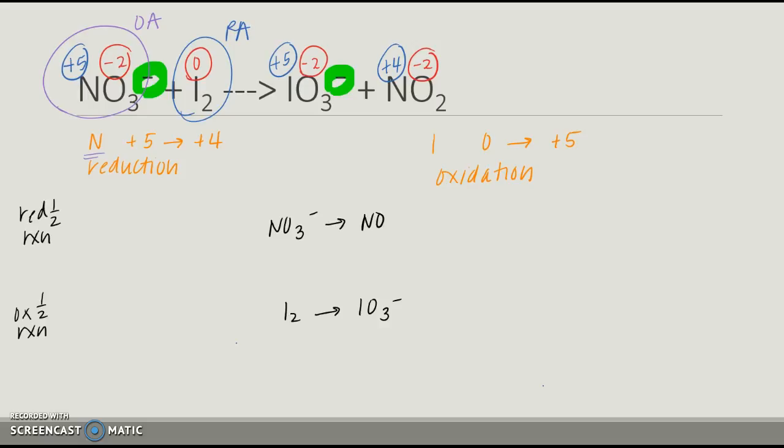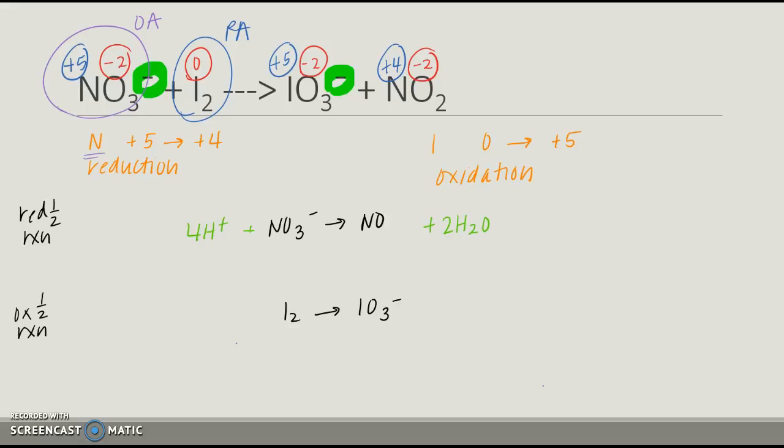Once you copy from the balanced equation, remember you add waters to balance out your oxygens. So in this case, I need 2 waters to balance out my oxygen. So I have 3 oxygens over here, 3 oxygens over here. Then I'm going to add hydrogens on the other side to balance those out. And then once I do that, my atoms are all balanced.